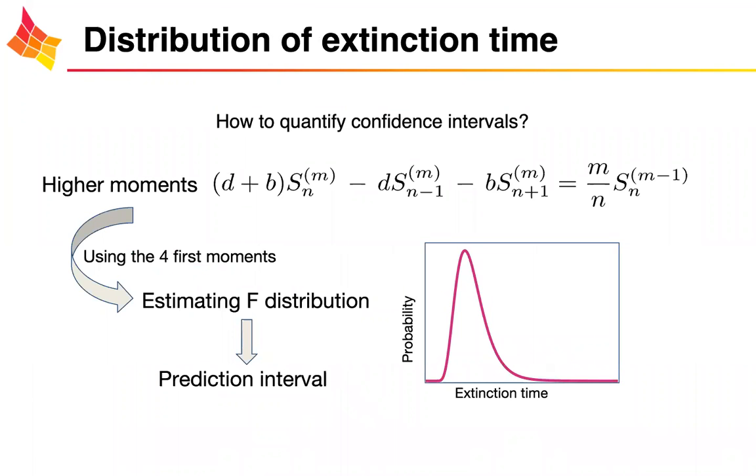And what we are interested in is actually estimating the distribution. Having all the moments, we can estimate the distribution, but here we use the first 4 moments and match them with an F distribution, which is quite a good fit for this problem. We calculate the distribution of extinction time for any B and D. And it also helps us come up with the prediction intervals.